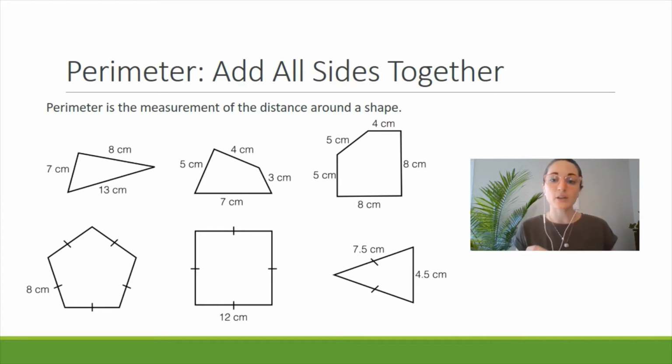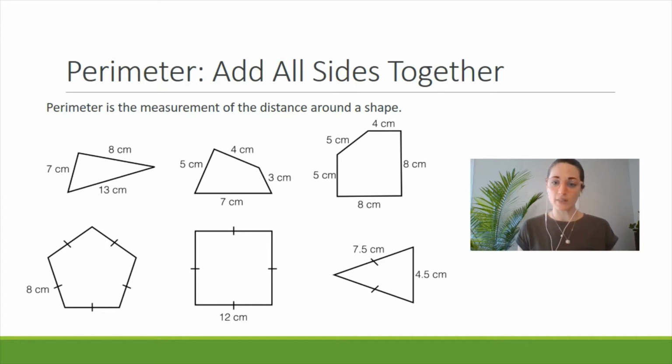To the right of that, you'll see another 4-sided shape. Again, we need to add the values of each side together. So we'll do 5 plus 4 plus 3 plus 7 equals 19. The perimeter of this shape is 19 centimeters.